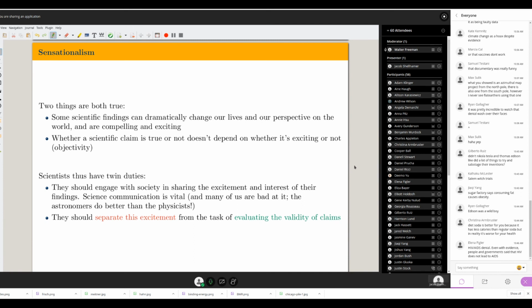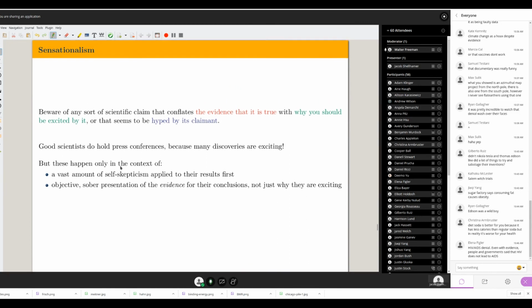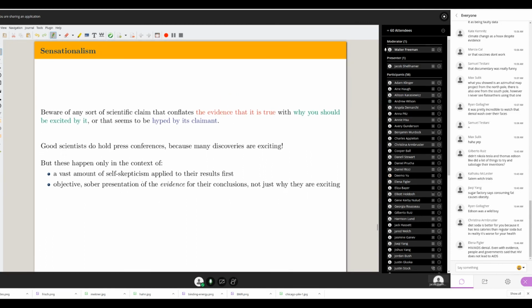But the excitement behind something is separate from evaluating whether it's true or not. And you can always recognize that it's a dangerous thing when someone trying to convince you that something is true instead tries to convince you only that it's exciting. So if you see a bunch of hype and somehow that hype substitutes for sober analysis, that's kind of a clue that something is screwy.